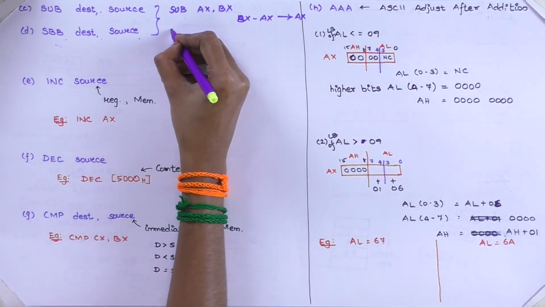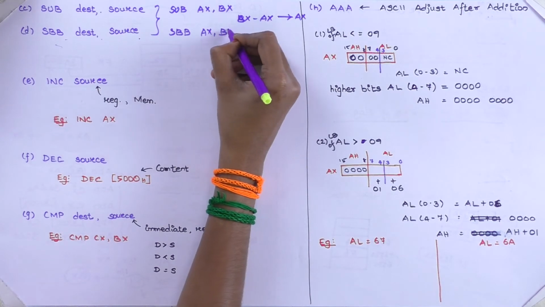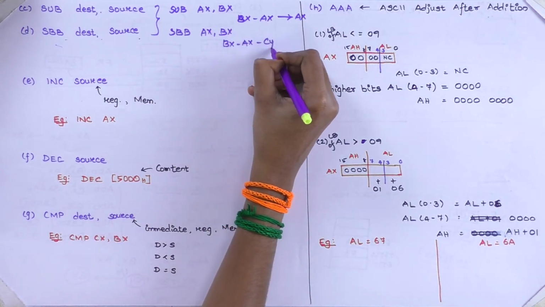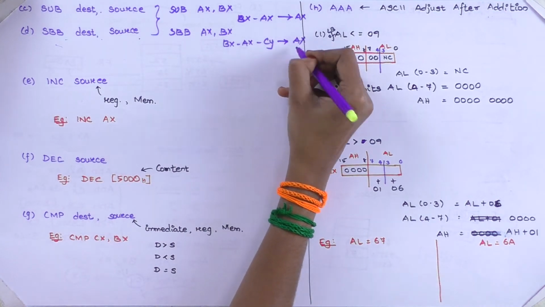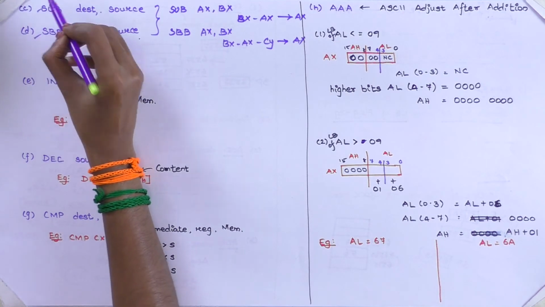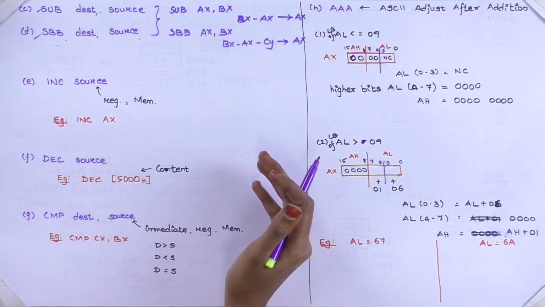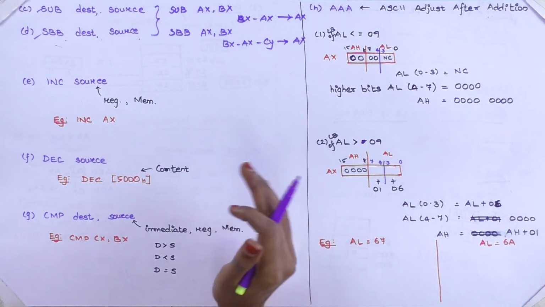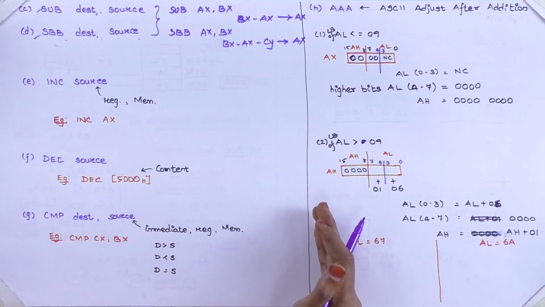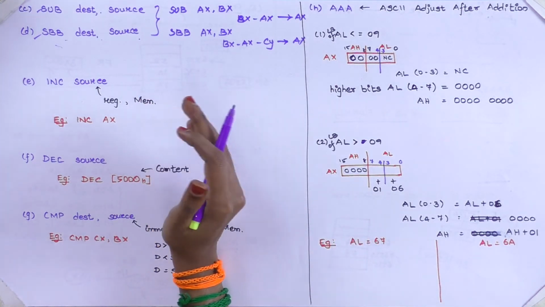If you subtract with borrow, SBB AX comma BX, what will happen is AX minus BX minus carry, and the value will be stored in the AX register. So this is what will happen in subtraction. As the format I have said before for addition, it can be performed with register, memory with register, memory with immediate value, register with immediate value. So those kinds of formats are also possible with subtraction and subtraction with borrow.